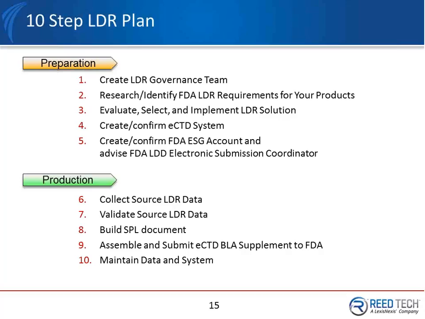Confirming your eCTD system: since all of these files have to be made in Module 3 of the eCTD, you have to reach out to that group who is making eCTD submissions for other reasons, to coordinate with them and ensure that they're aware that these submissions now have to go through that channel.